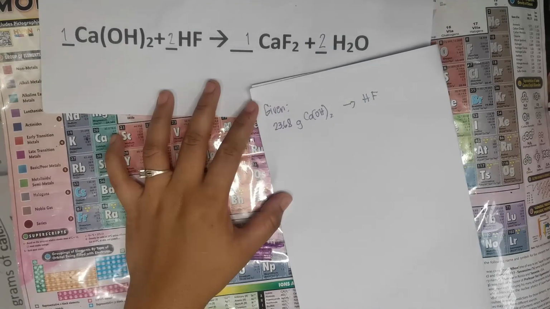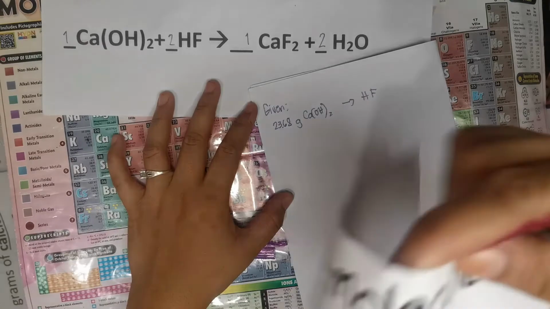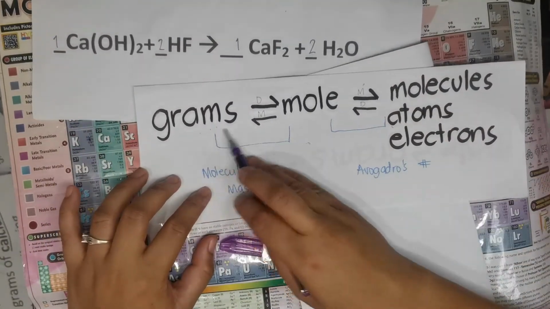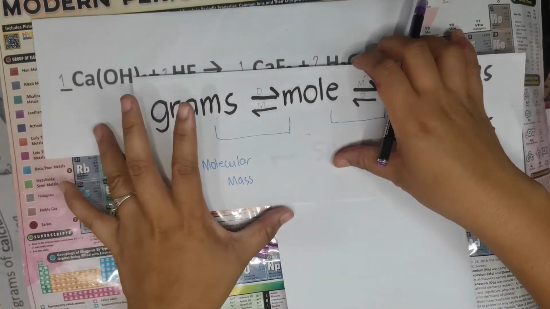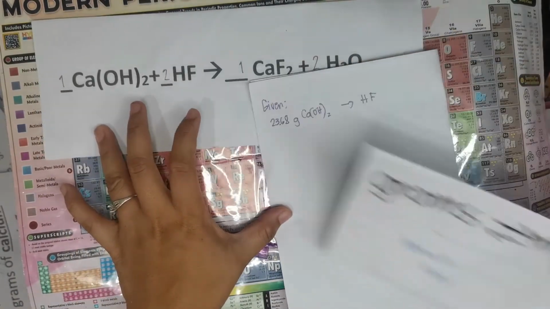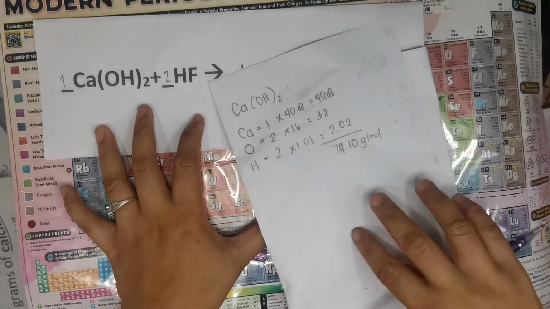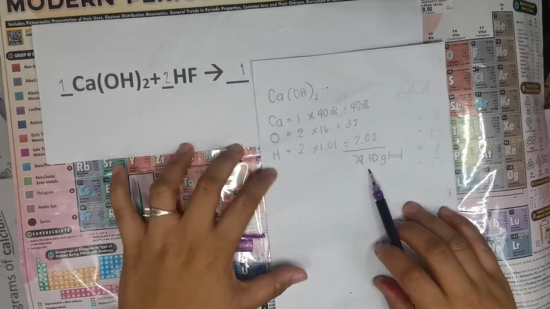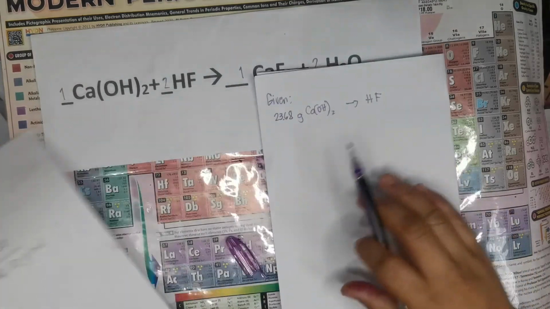So, isipin, yung gagamitin natin is conversion process ulit. Katulad ng sinabi ko, ito po. Grams to mole pa rin tayo. So, grams to mole, division. So, kunin natin ang molecular mass ni calcium hydroxide. Nung kinuha natin yung molecular mass, nakompute ko na siya. So, meron tayong 74.10 grams per mole ni calcium hydroxide.